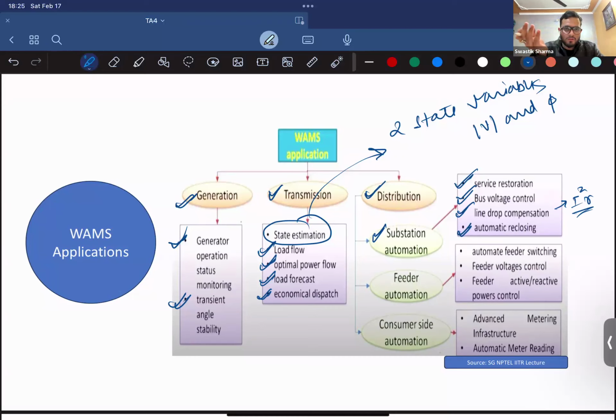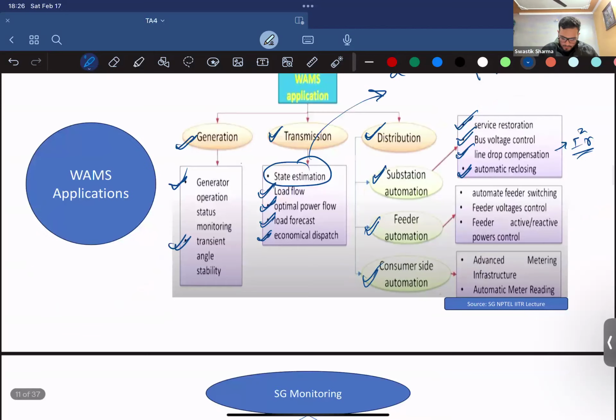What is reclosing? Whenever a fault occurs, the reclosers sectionalize the area. That means they withdraw power from that area for a small period of time, and when the fault is cleared, you want that area to be reconnected with the whole system. For that, you can automatically issue the command through PMUs. Then you have feeder optimization, and you can use it for consumer side automation as well.